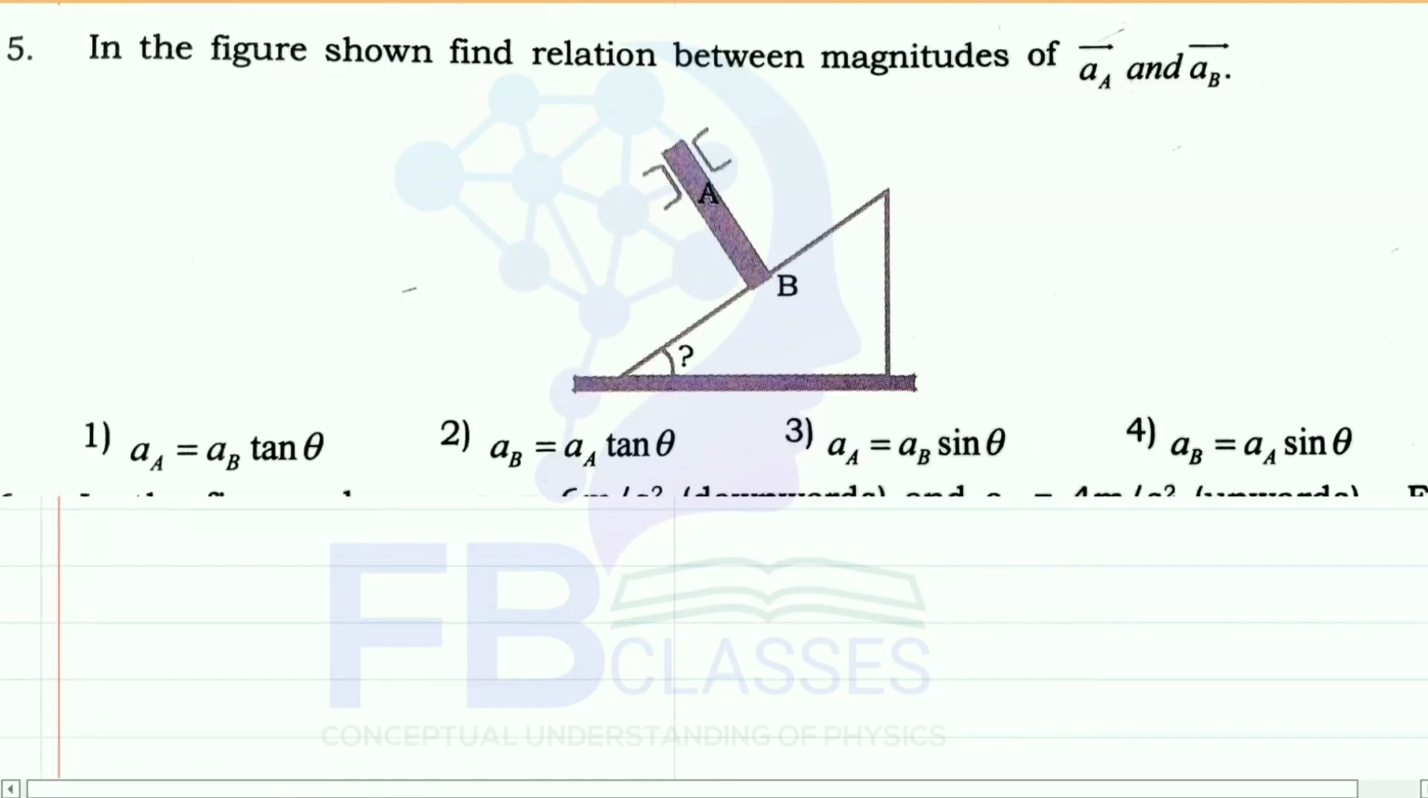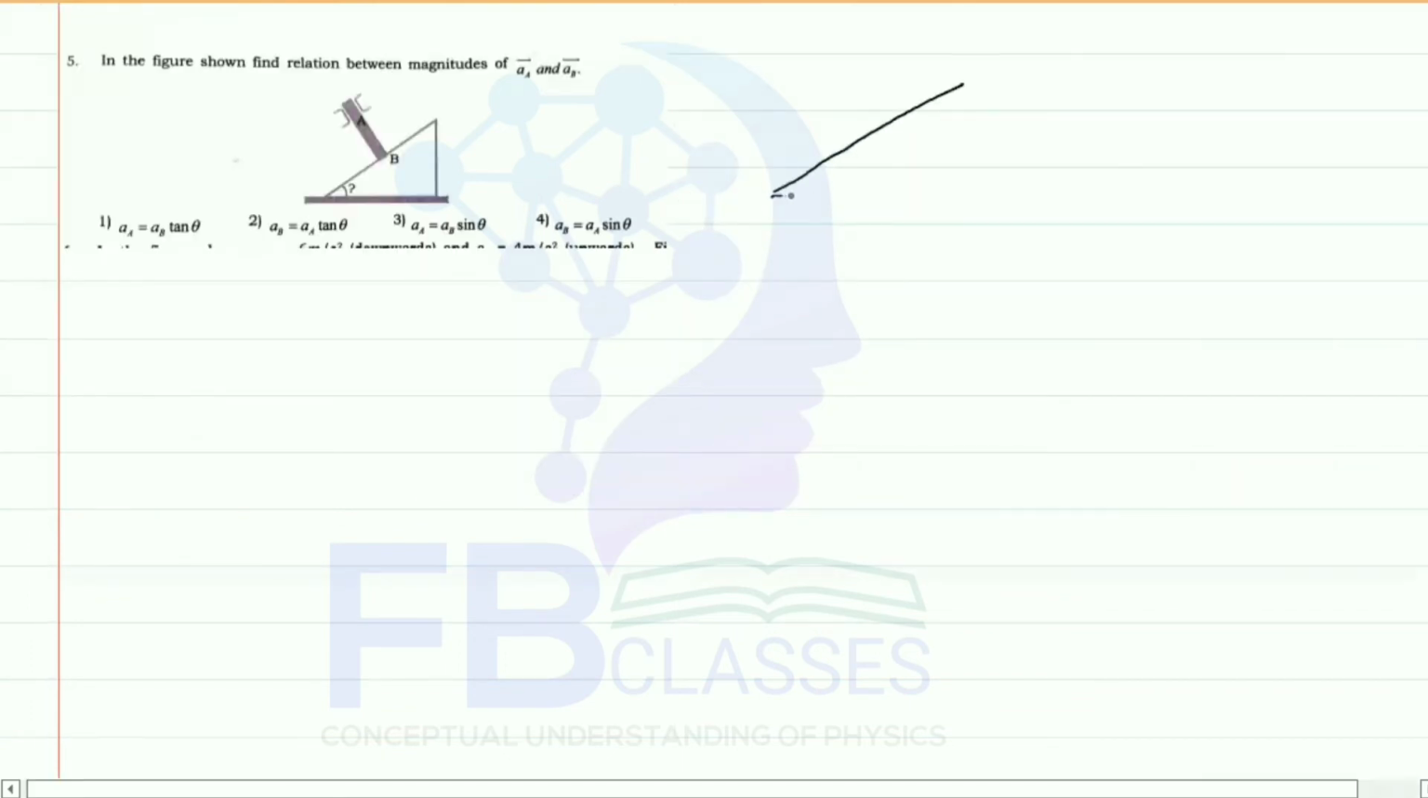My dear students, I am going to read the question. In the figure shown, find the relation between the magnitude of AA and AB. So options are given: AA is equal to AB tan theta, AB is equal to AA tan theta, AA is equal to AB sin theta, AB is equal to AA sin theta. Now I am going to draw the free body diagram of the wedge, so that I can divide the components of both the velocities and the accelerations of block A and block B. So this is block A. Block A is sliding on block B, both the surfaces are smooth.